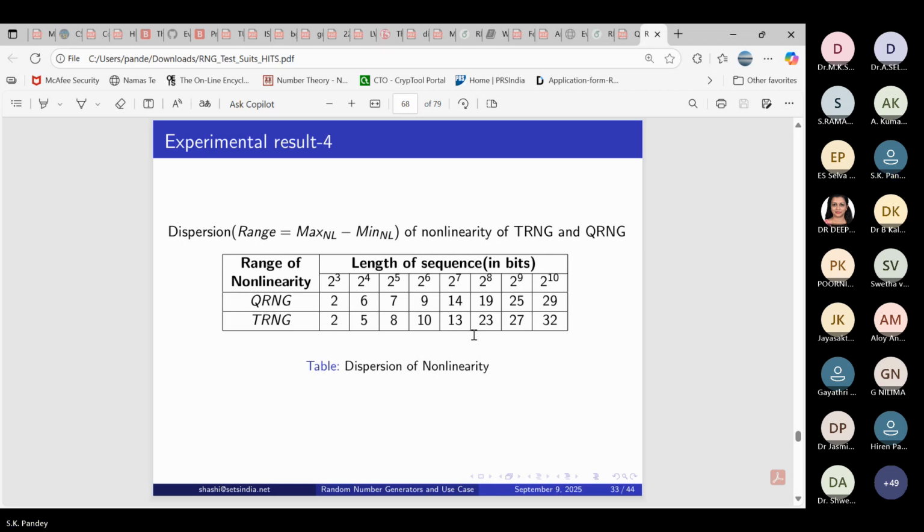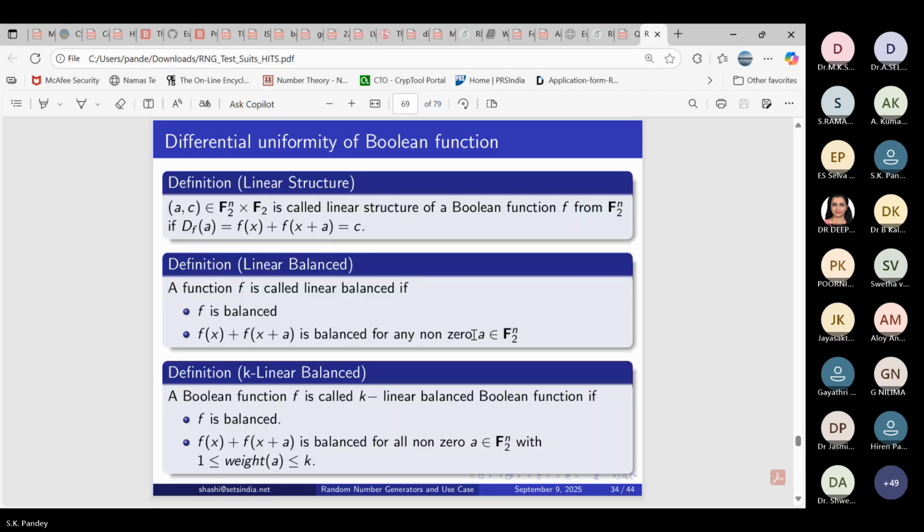In a similar way, we have explored the combination of two cryptographic properties. The first one is the balance property, which is there in the monobit test. And the second one is the differential property. Differential, you can say, is a type of permutation, like how you reorder a binary sequence.